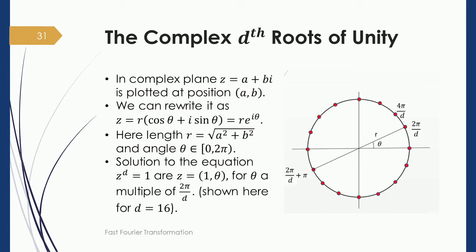And the example, the figure shown to the right represents the 16th roots of unity. So, it starts with 1, which is on the x-axis. Then omega is the first, or if you recall, we called it the principal dth root of unity. Omega will be at an angle 2 pi divided by d. And the next, omega squared, is going to be at an angle 4 pi divided by d, and so on.